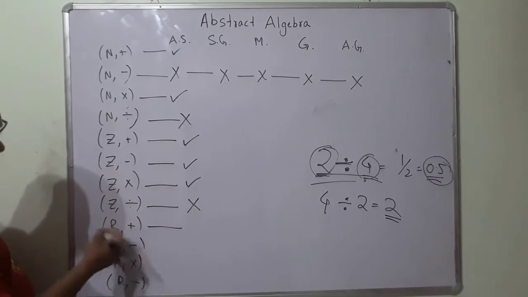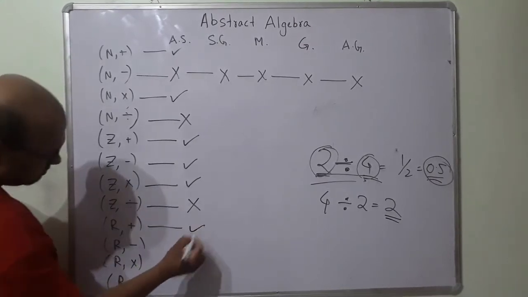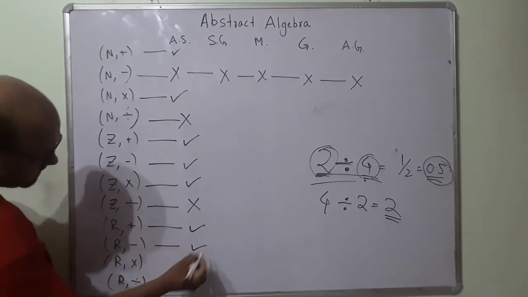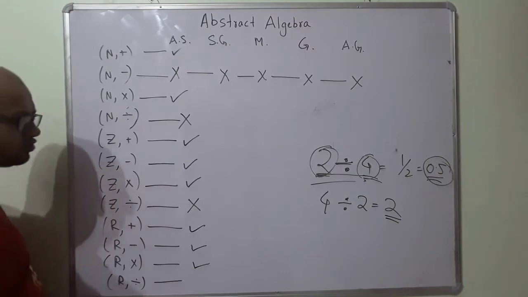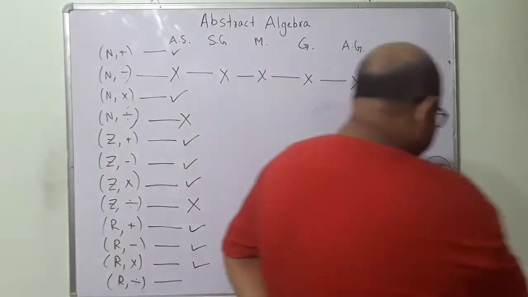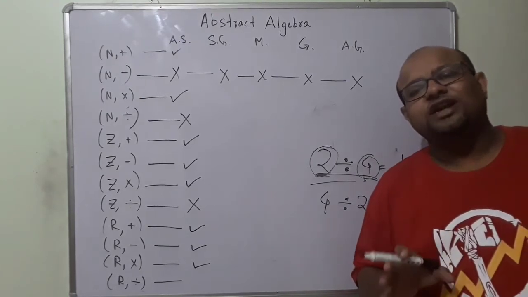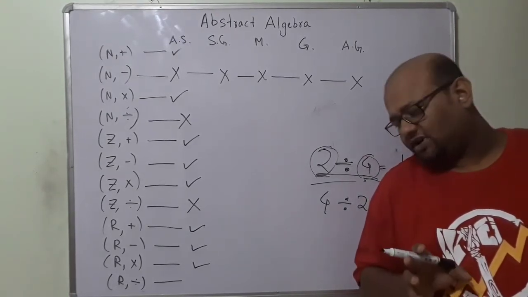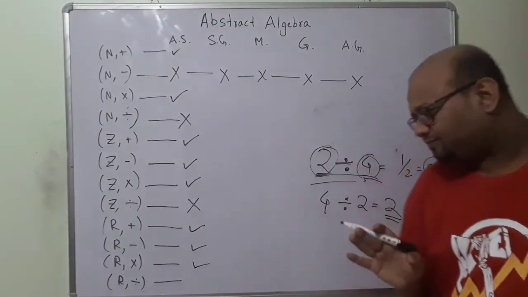When I add two real numbers, I get back a real number. When I subtract two real numbers, I get a real number. When I multiply two real numbers, I get a real number. When I divide two real numbers, yes, this is a real number. But is it always true that when I divide two real numbers, I will get a real number? Think about it. Pause the video and think about it.